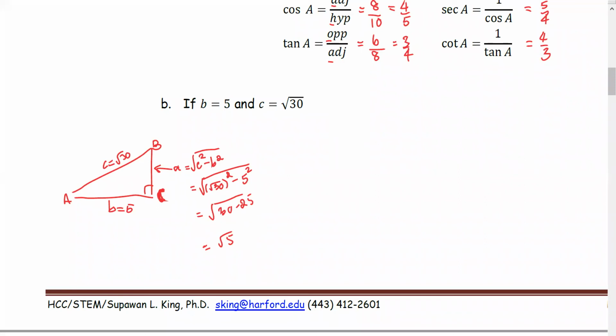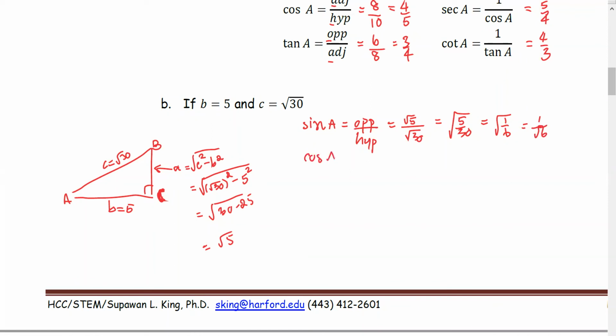Next, form the 6 trigonometric functions. Sine of A is the opposite divided by the hypotenuse. Opposite is square root 5. The hypotenuse is square root 30. We can simplify by rewriting the numbers under the same radical, which is square root of 5/30, or square root of 1/6, or 1 over square root 6.